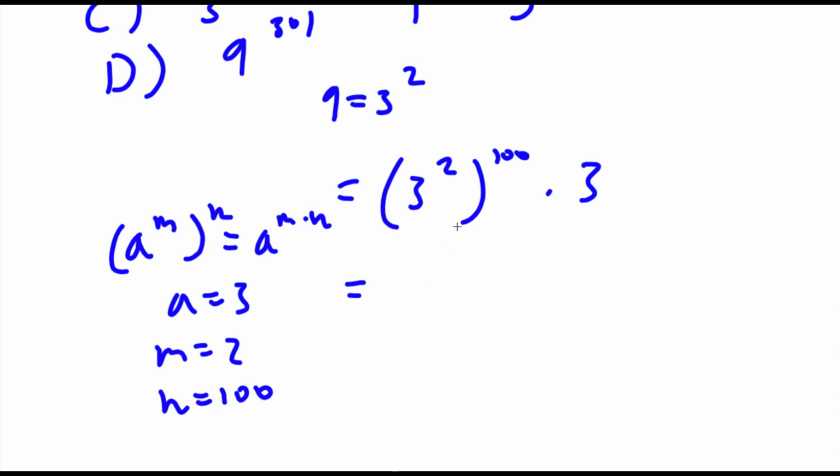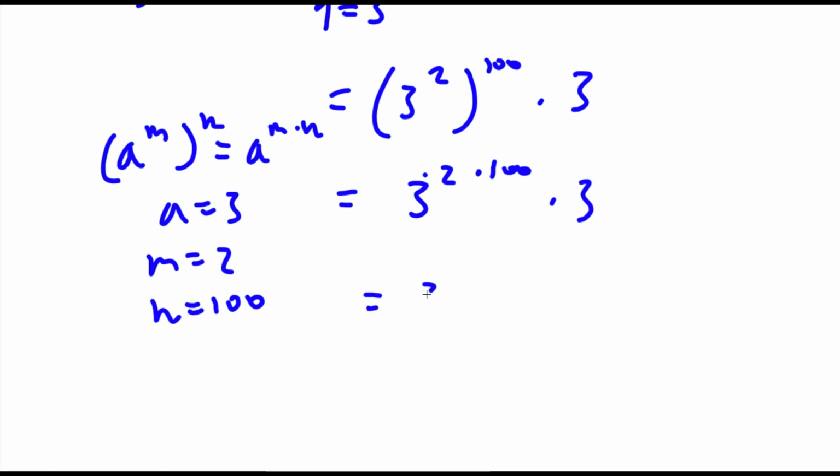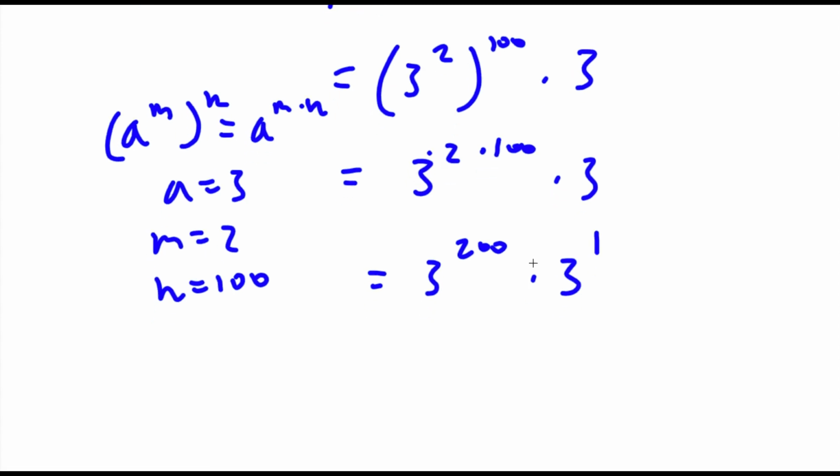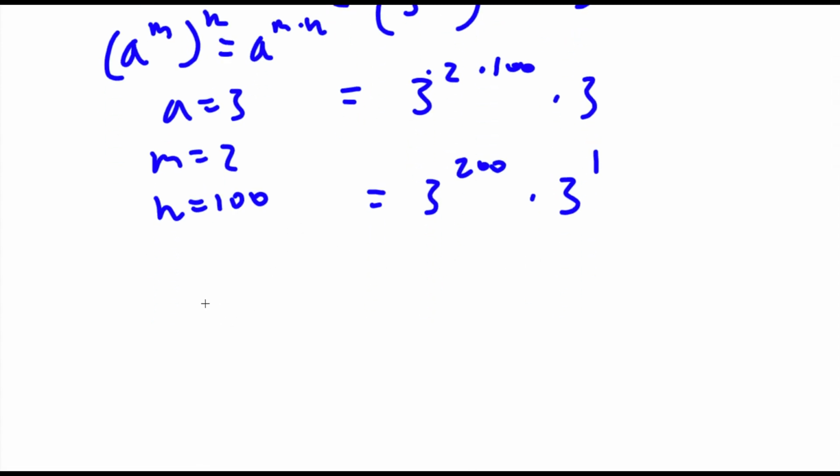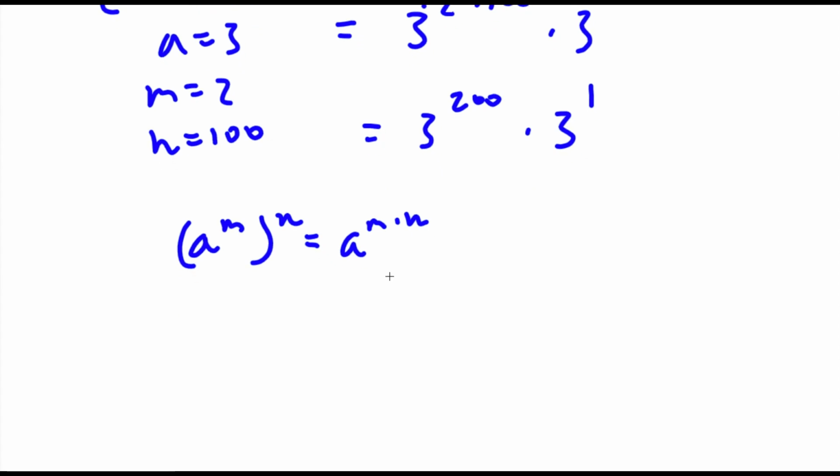So now I have 3 to the power of 2 times 100 times 3. 2 times 100 is 200, so now I have 3 to the power of 200 times 3. 3 is the same thing as 3 to the power of 1. So 3 to the power of 200 times 3 to the power of 1.